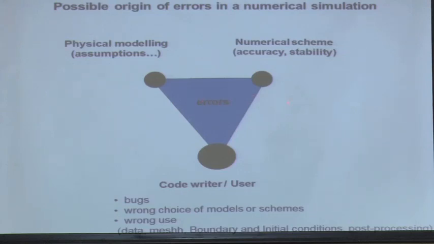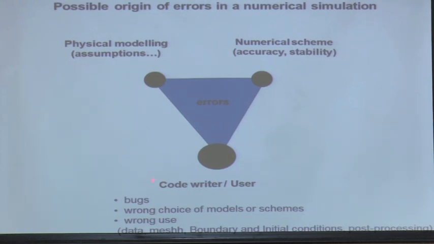Okay, so accuracy, stability, convergence. You may also have problems because if you make a very coarse mesh and you want to know the physics of very small structures, you are not going to capture that. So stability, accuracy, convergence: these are the three main sources of error.